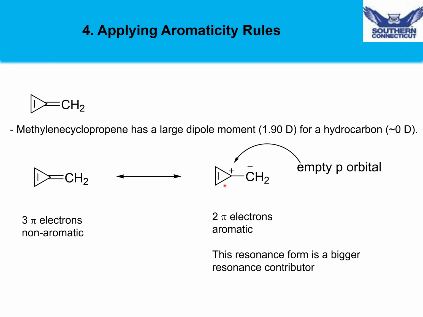So since this resonance structure, although it is an odd structure because of the charges, is aromatic, it is a large contributing factor to the overall structure of methylene cyclopropene. And this explains why this polarized resonance form leads to a very large dipole moment for methylene cyclopropene.